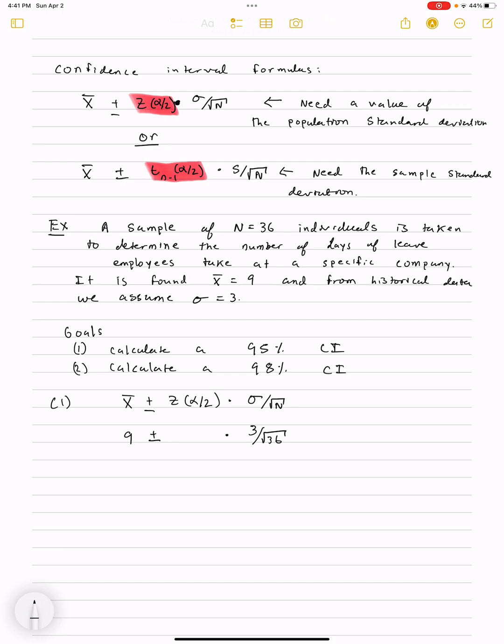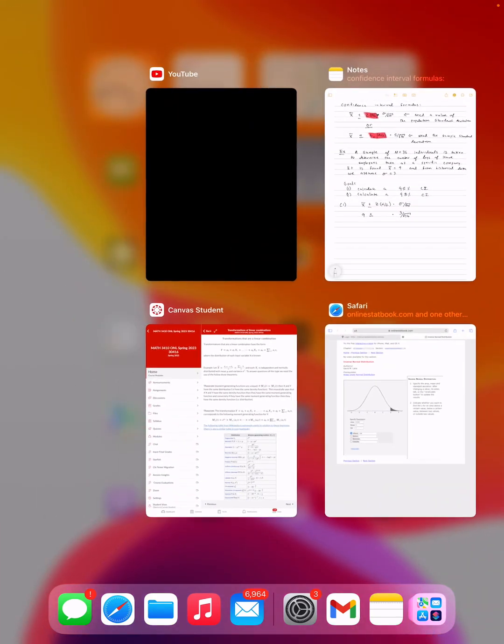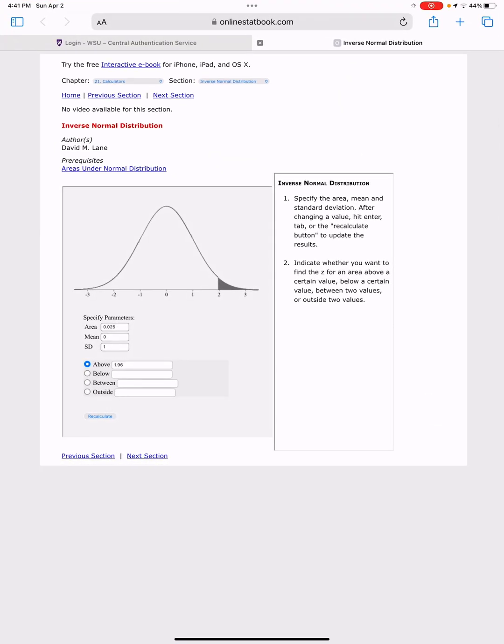Where does that come from? Well, you could use the table in a textbook. You could use statistical computing software such as R or Python. You can also use an online calculator. And today we're going to focus on an online calculator. So let's go to this online calculator. This one's called the inverse normal distribution, and this comes from David Lane, who wrote the textbook Online Stats book, which you're welcome to use that calculator.